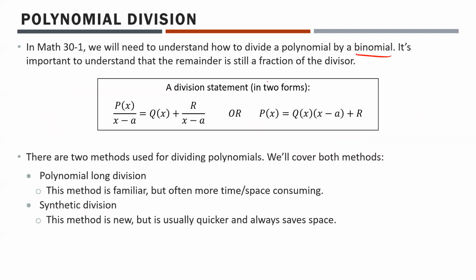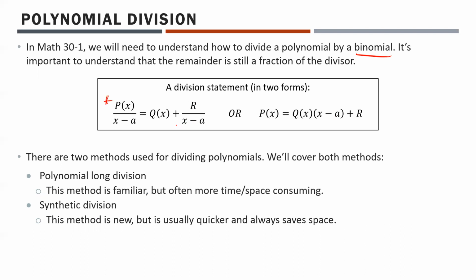So here's what we got. You can write polynomial division as a division statement in one of two different forms. I greatly prefer this one on the left, but the one on the right works as well. The one on the left says your original polynomial divided by your binomial equals your quotient, which is going to be a new polynomial. That's why I'm calling it q of x. So it's just some new polynomial plus your remainder divided by whatever you were dividing by in the first place. That's exactly how we set up those other ones, right? So it's your answer plus your remainder over whatever you're dividing by.